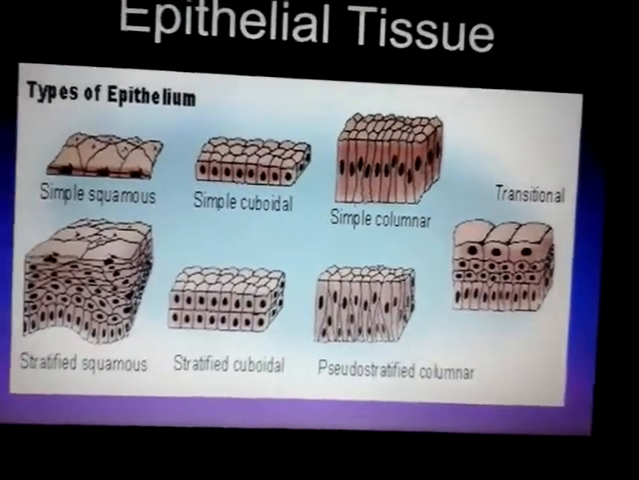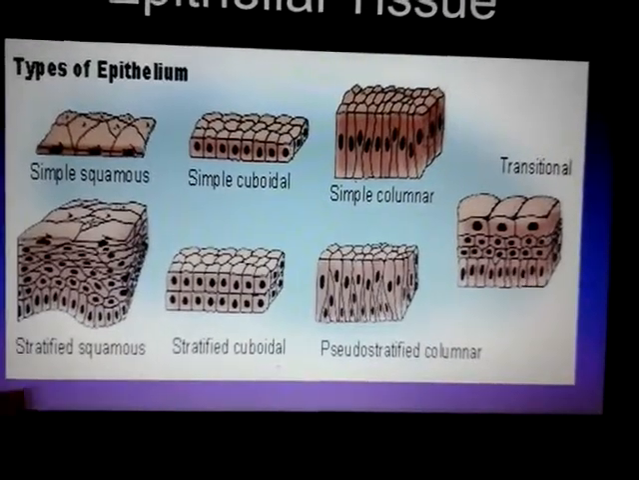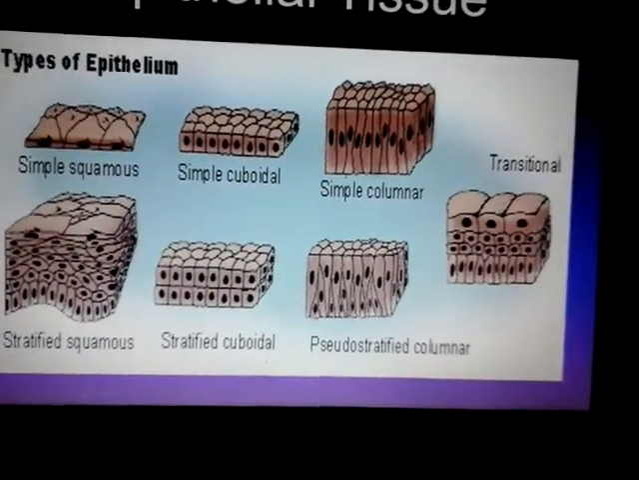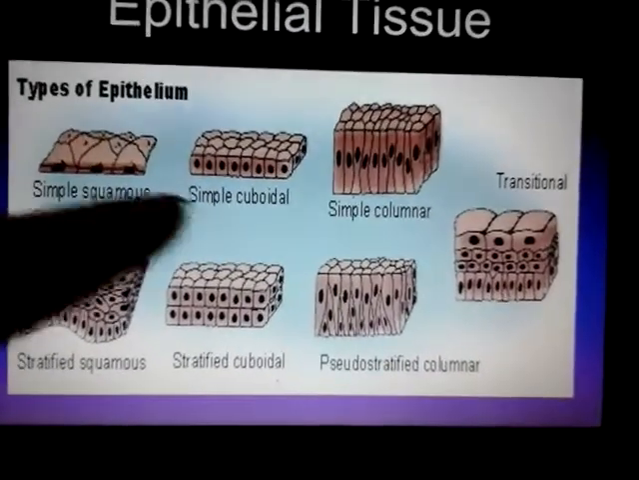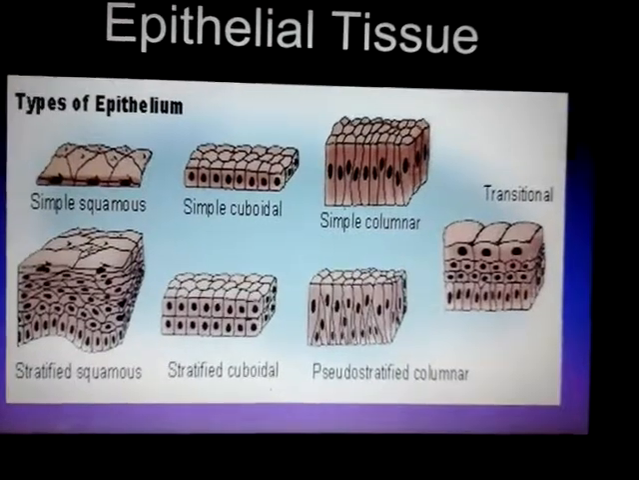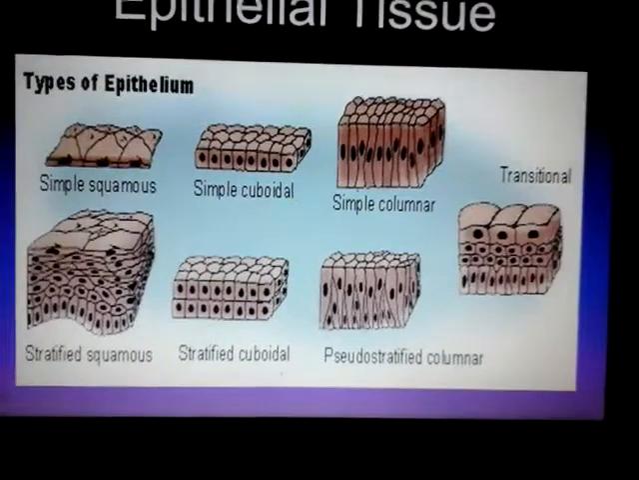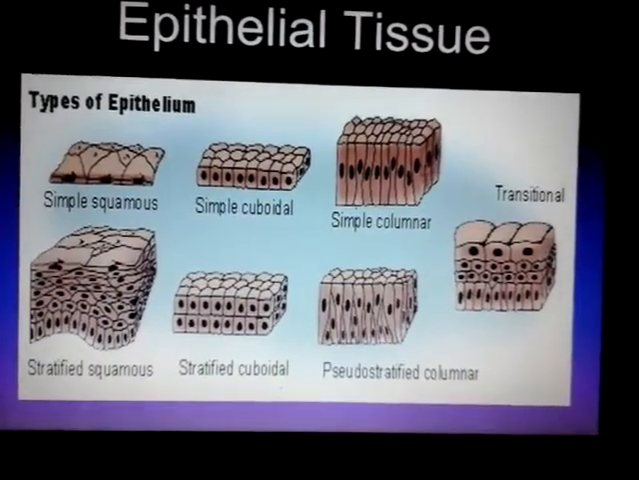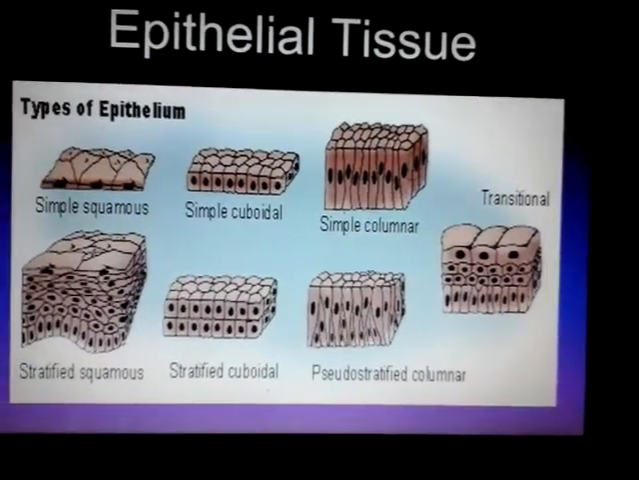So let's look at the shapes. Anytime you see squamous, squamous means that those cells are flat. And you can see that on page 8 in the anatomy coloring book. Obviously, if you're cuboidal, you're going to be cube-shaped. If you're columnar, you're going to be long and skinny like a column. Now, when you see simple squamous, that means you're just one layer of flat cells.